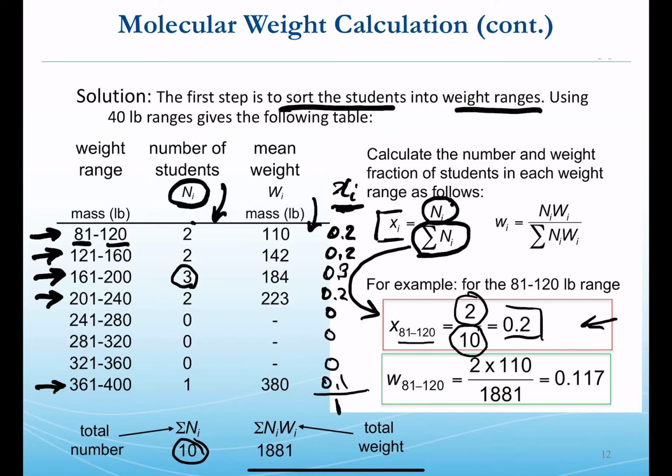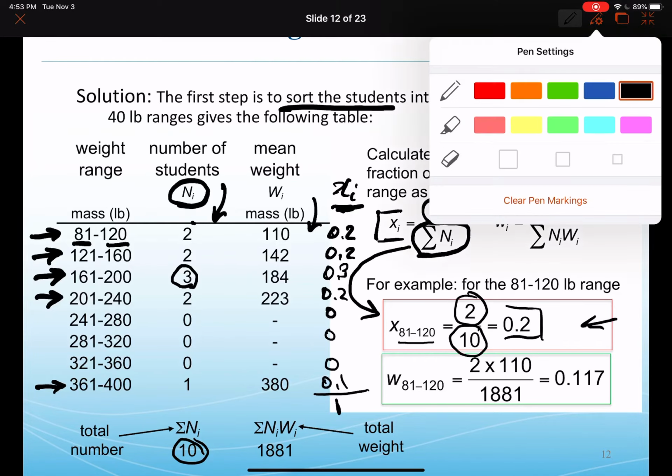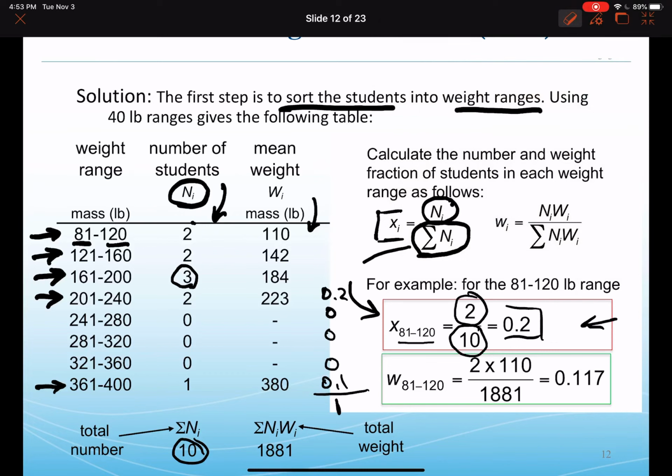Now, the weight fraction information is subtly different. We're going to see that for the first row of information, we're going to evolve the numerator to now have a weighted value according to the weight of the student. So let's just make some room for that information.